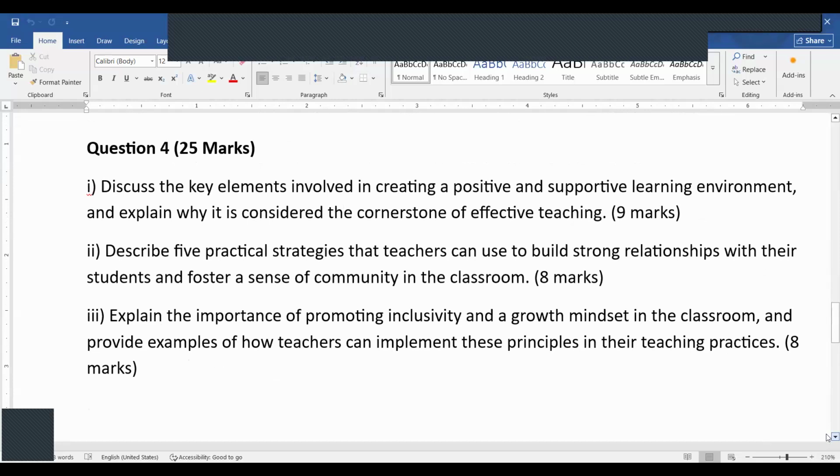Discuss the key elements involved in creating a positive and supportive learning environment and explain why it is considered the cornerstone of effective teaching. So we discussed that also. I don't know whether I have shared the slides with you. After the lecture, I will share all the slides which I forgot to share today itself. Otherwise, I will forget it.